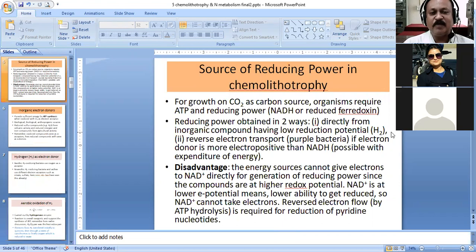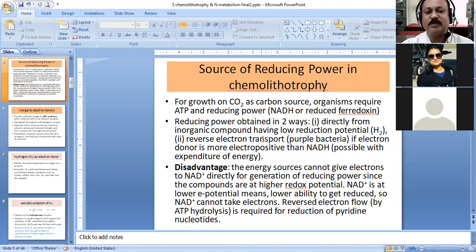We have already seen in the case of photosynthesis, plants, algae, purple bacteria, green bacteria, and we have seen that NAD or NADP must be reduced. When that is reduced, we get the reducing power. So in the case of chemolithotrophy, how do we get the reducing power? Organisms will require ATP, and organisms will also require reducing power.